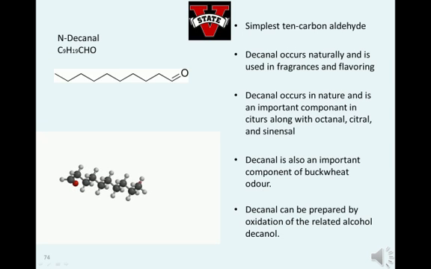Decanal is the simplest 10-carbon aldehyde. It occurs naturally and is used in fragrances and flavoring. Decanal occurs in nature as an important component in citrus, along with octanal, citral, and citronellal. Decanal is also an important component of buckwheat odor. Decanal can be prepared by oxidation of the related alcohol decanol.